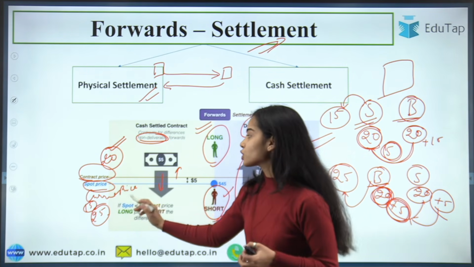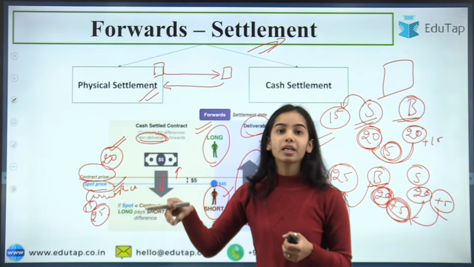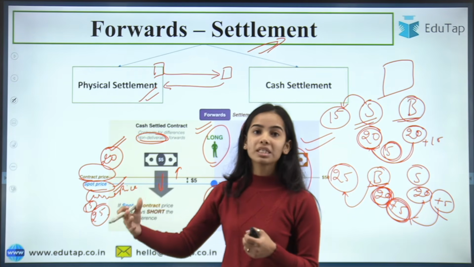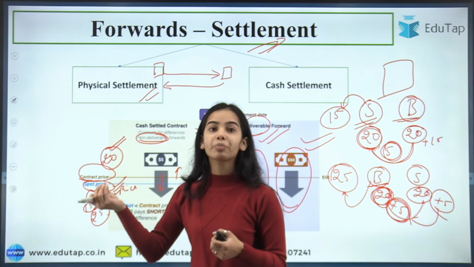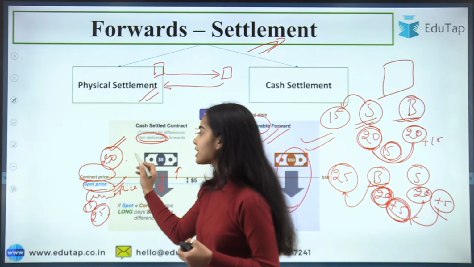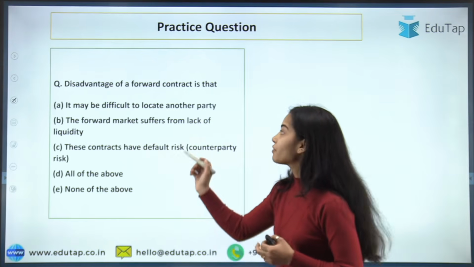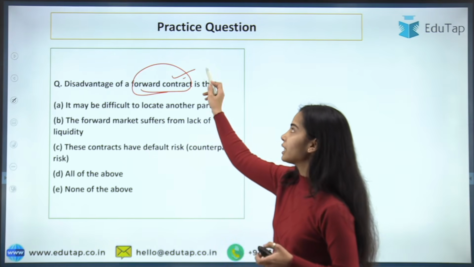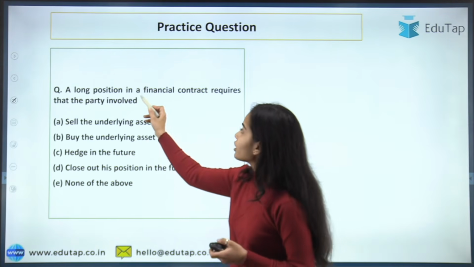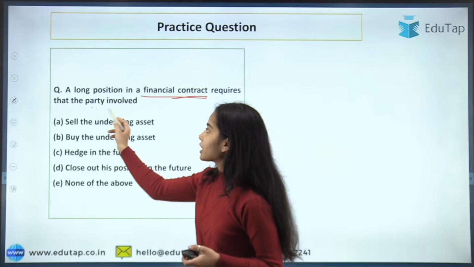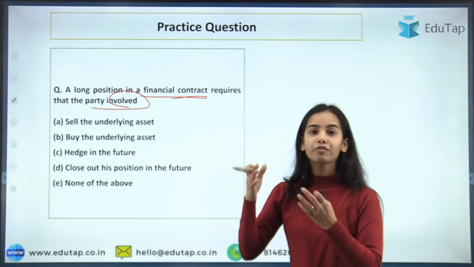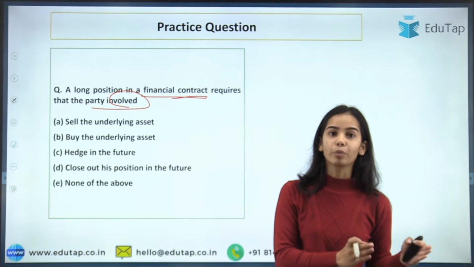Okay, spot price also, I hope you have understood, it is the current price. So after 2 months when the time has come, what is the current price at that time, and the contract price, that is what they decided in the starting. So practice question, disadvantage of forward contract, this you have to tell. A long position in a financial contract requires the party involved to do what? I have told you about the short position and the long position.